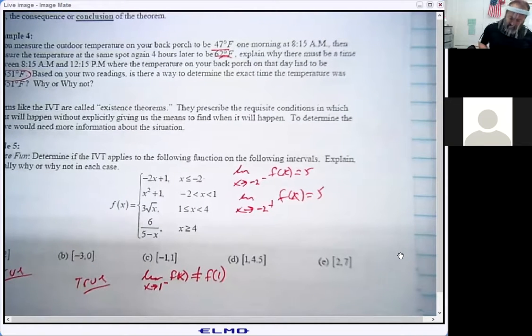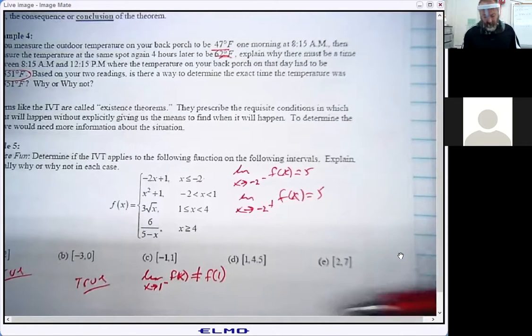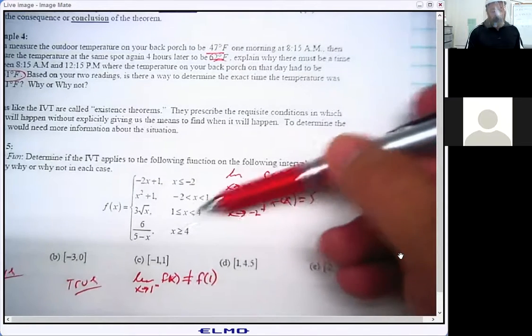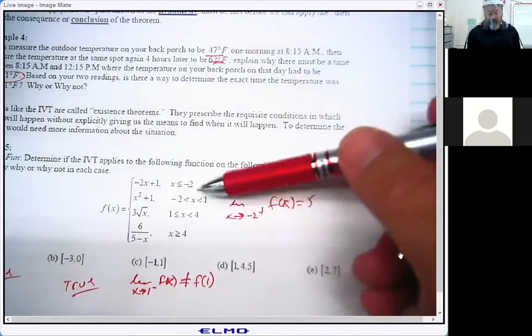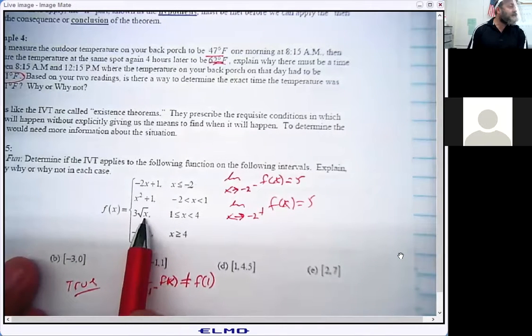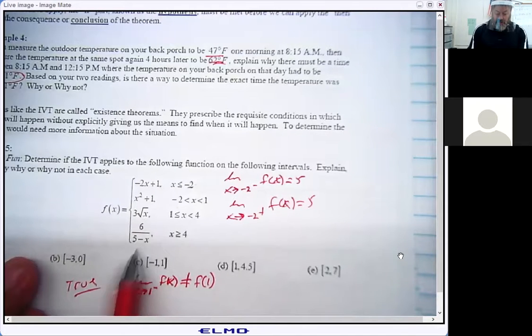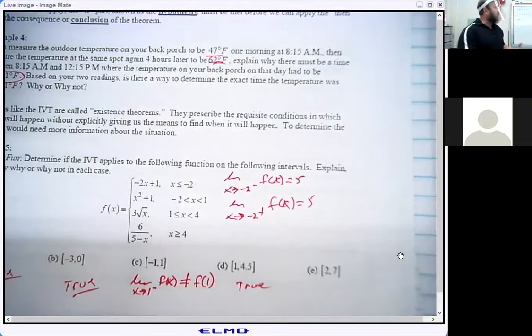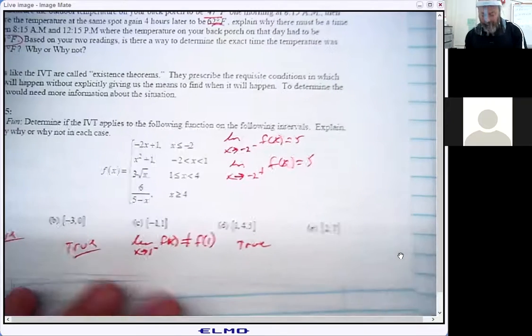How about 1 to 4.5? Do I need to consider the jump here? So this is going to be fine. What happens is I get really close to 4. I would get 6 here. As I get close to 4, what do I get here? 6. Is that going to be okay? Yes, it is. This is going to be true. They're each on their own interval correct, but then we can also check the endpoints as well.